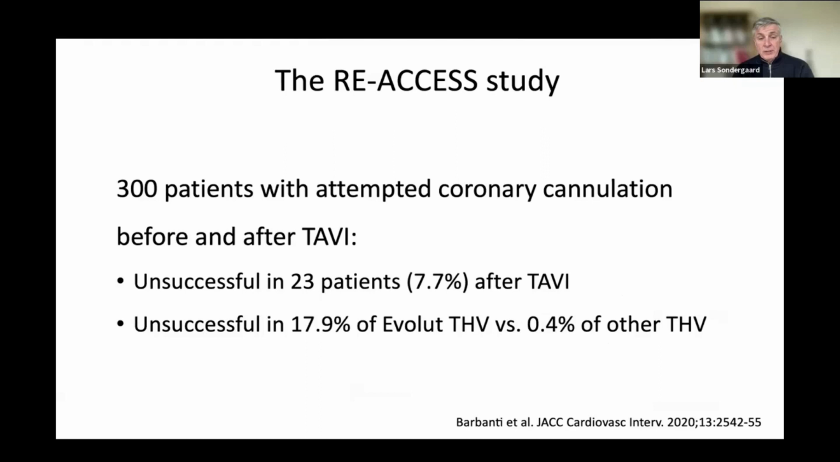And you can see here in 23 patients, 7.7% of the patients, they could not cannulate both coronary arteries after valve implantation. And actually, out of those 23 patients, 22 patients were treated with the Evolut platform, self-expanding technology with a supra-annular leaflet position. So you can see for the Evolut platform, it's almost 1 out of 5 patients where you cannot access the coronary arteries after a TAVI procedure. And again, it's not going to be acceptable if you're going to treat patients with longer life expectancy.